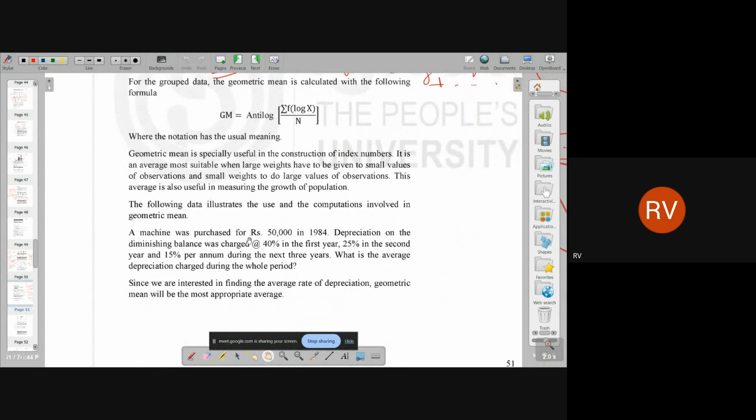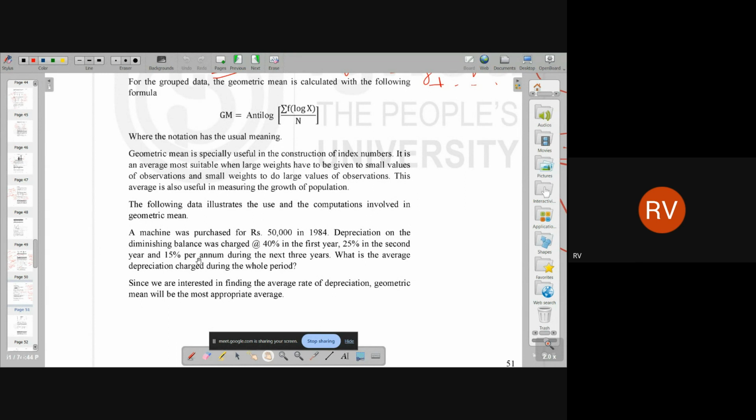A machine was purchased for 50,000. The depreciation in the first year is 40%, second year 25%, third year 15%, fourth year 15%, and fifth year also 15%. You have to find the average depreciation. Like here, in the diminishing balance method, in such a problem, we use the geometric mean.